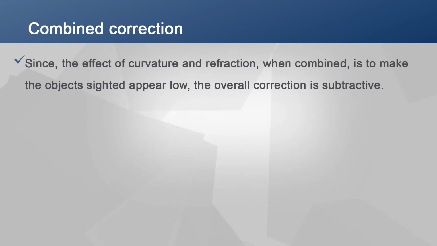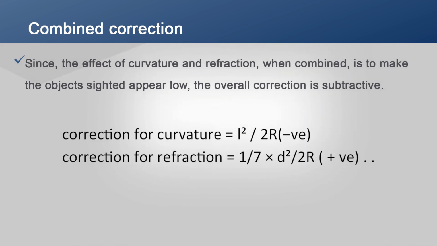Now, adding both these corrections, we will get the combined correction. Since the effect of curvature and refraction when combined is to make objects sighted appear low, the overall correction is subtractive. From the above equation, we know the correction for curvature is d square upon 2r, that is negative, and the correction for refraction is 1/7 d square by 2r, that is positive.